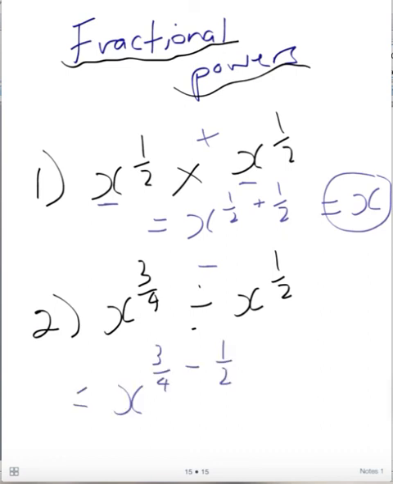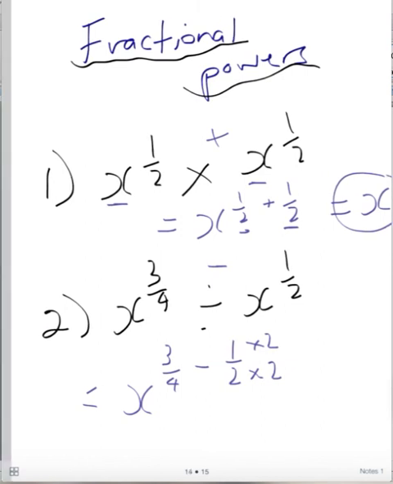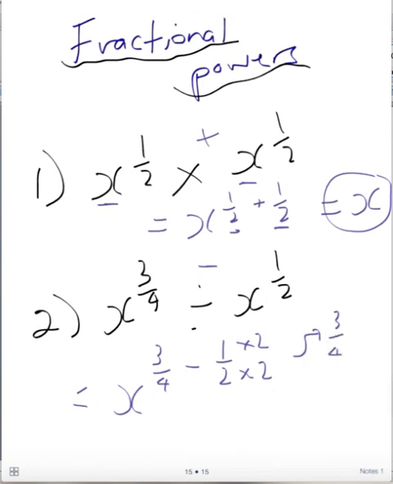Now, if you have forgotten your fraction skills, remember to subtract or add, you have to have the same denominator. This one here, our denominators were both 2, so we didn't have to change anything. This one here, I'm going to turn my 2 into a 4. So times by 2, times by 2, that's my lowest common multiple or denominator. I'll just do the working out here for the fraction. So I've got 3 over 4 take away 2 over 4. And what's 3 take away 2? It's just 1. So my final answer will be x to the power of 1 over 4, or 1/4.